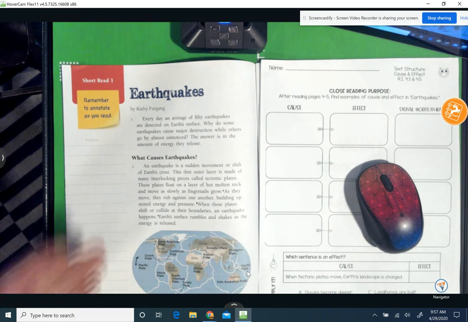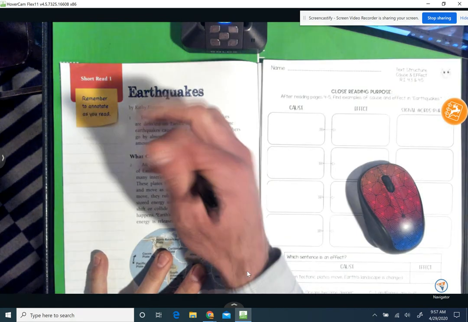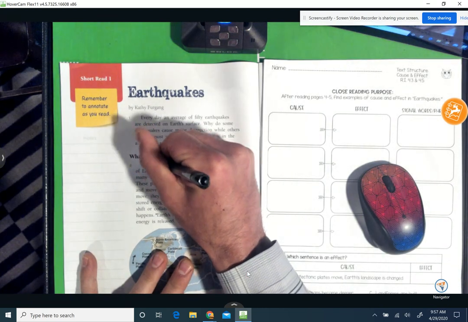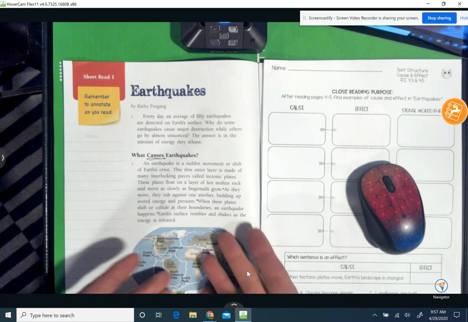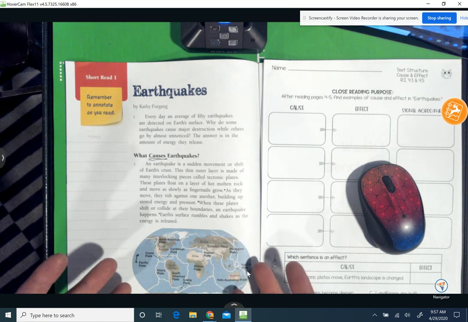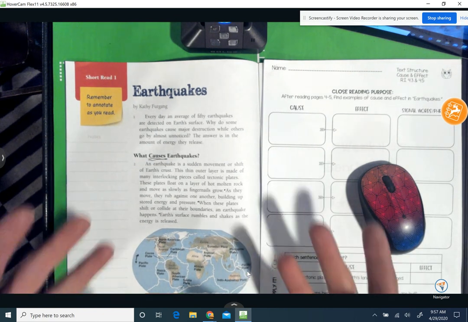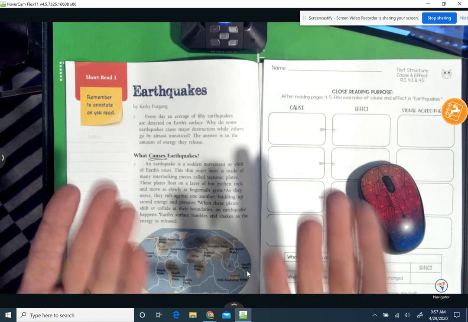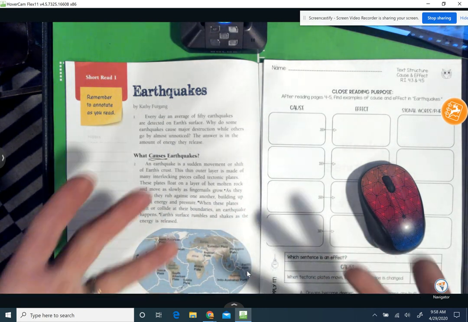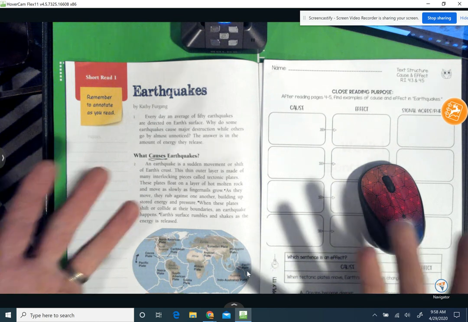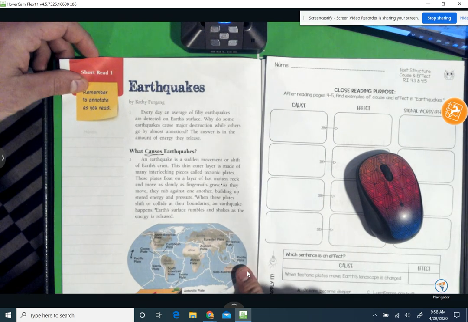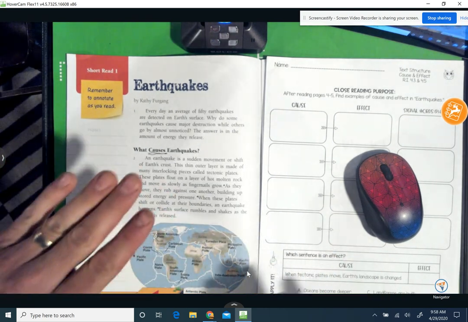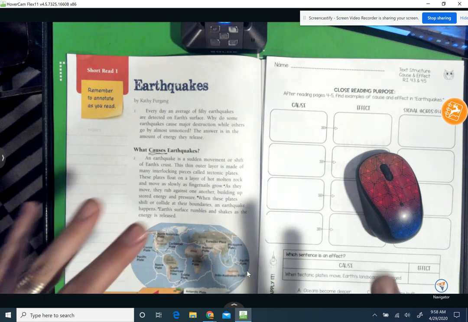Okay, so what causes earthquakes? There's our clue word right there. What causes earthquakes? And then what are the effects? So when we're talking about earthquakes, we're talking about plates. So underneath the ocean, there are all of these plates, and these plates float on, not on the ocean water, but they float on the magma, the molten lava beneath the surface of the earth. And when it's floating, it creates opportunity for the plates to move.